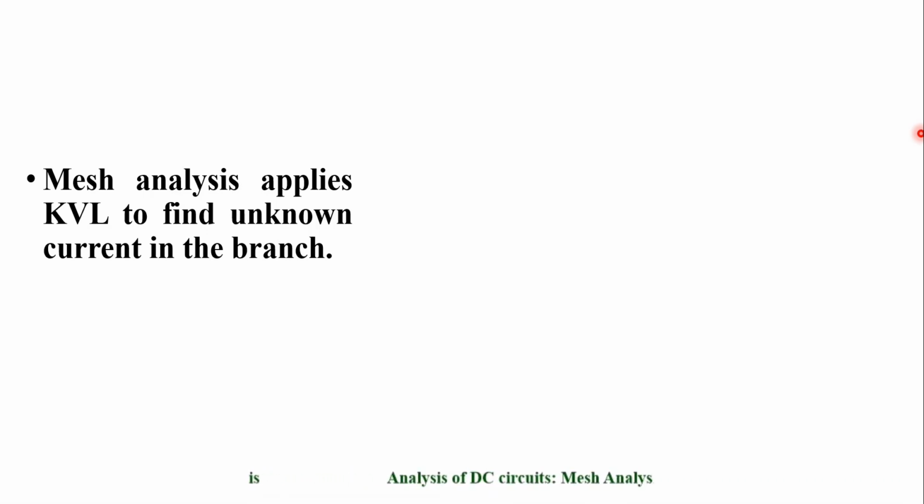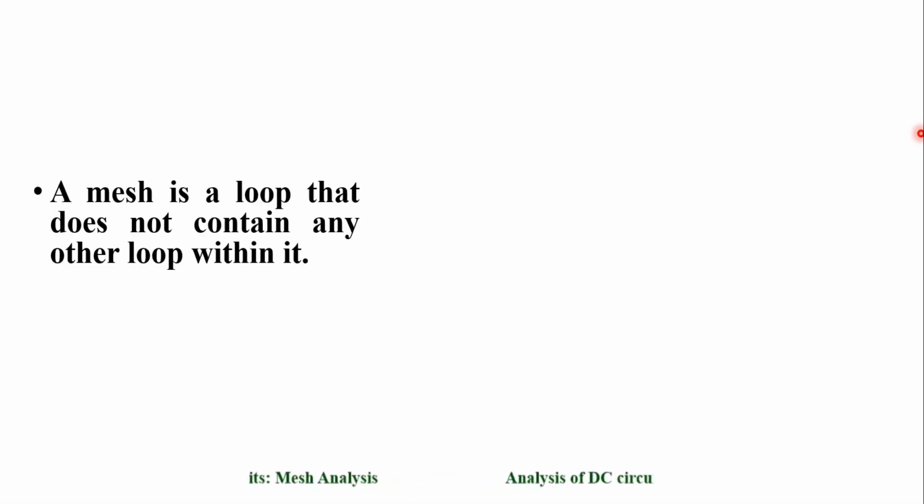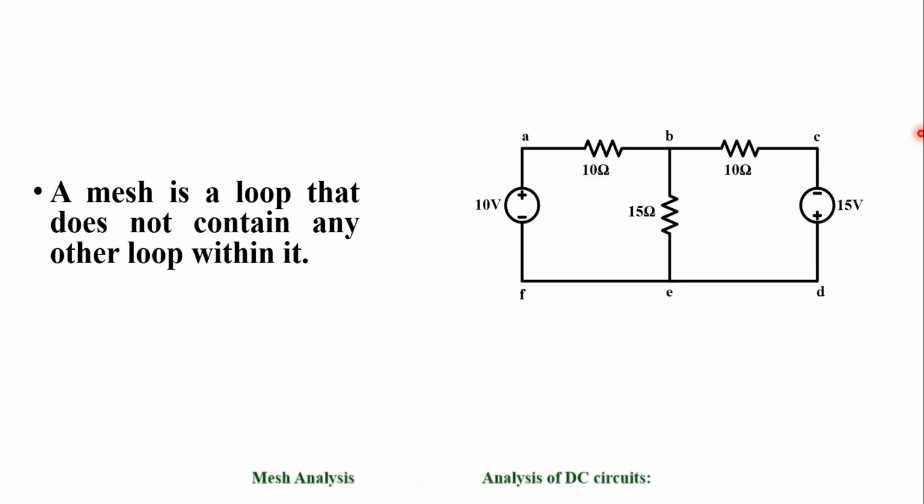One question may arise in your mind: what is the difference between a mesh and a loop? A mesh is a loop that does not contain any other loop within it. To understand this, consider this electrical circuit.